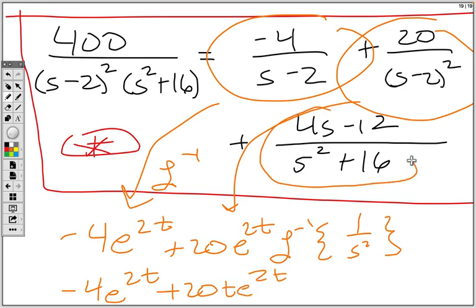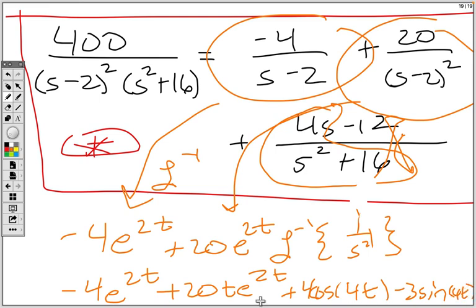And then here you would break this up. That would be your 4 cosine 4t. And then you'd have your minus 3. Oh no. It's the worst time for this to happen. Minus 4 cosine 4t. And then here you'd have your minus 12 inverse Laplace of this. You'd have minus 12 over 4, minus 3 sine of 4t. So there's your sines and cosines coming out.